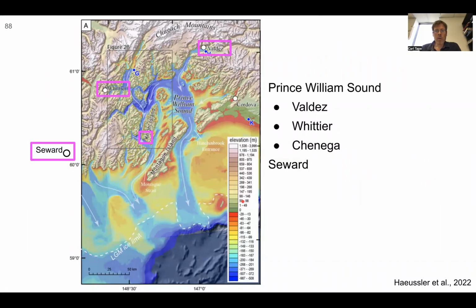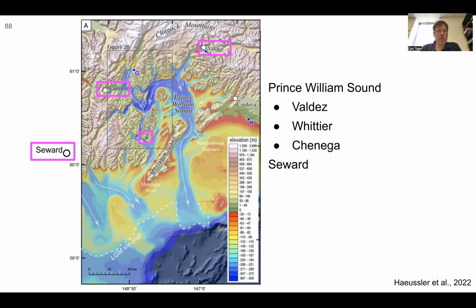So let's look now at where these appear in Prince William Sound. We have Valdez, Whittier, Chenega, and then Seward just off to the west. And this map is giving us a reminder. These are coastal communities. They also have deep water. So these are in meters. The blues are over 100 meters. Many of these are sort of 300 meters deep fjords.